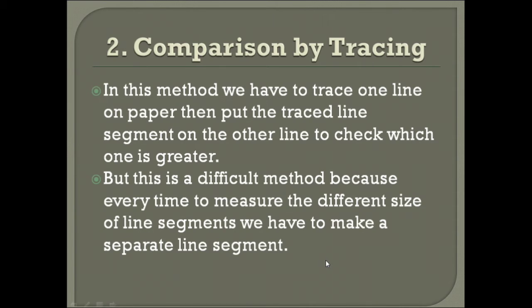Now in this method, suppose your two line segments are drawn on a single page. Now you want to compare which one is the greater and which one is the smaller. In this method, you have to take another paper. You can take a tracing paper and then you have to trace one line segment on that, and then you have to keep that paper on the first line segment that you want to measure, and then you have to compare which one is the greater. But every time, whenever you want to use this method, you have to draw a line segment again and again.